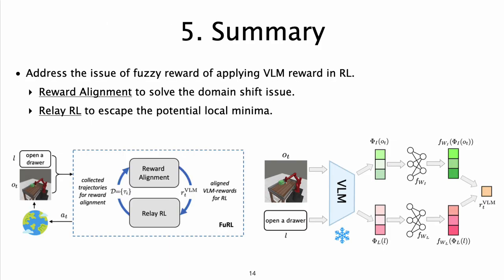Here's the takeaway. We address the issue of fuzzy reward in VLM-RL. We use the reward alignment fine-tuning loss to solve the domain shift issue, and we use relay RL to escape the potential local minima to improve the exploration.